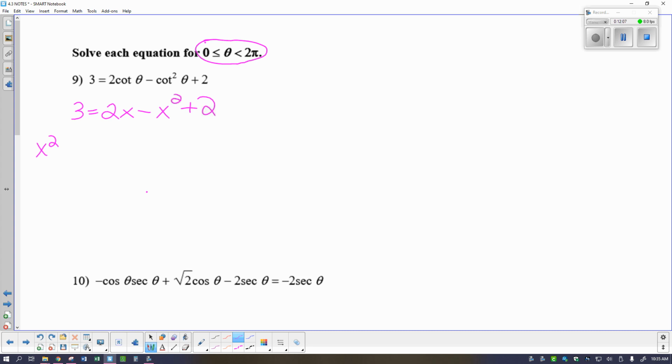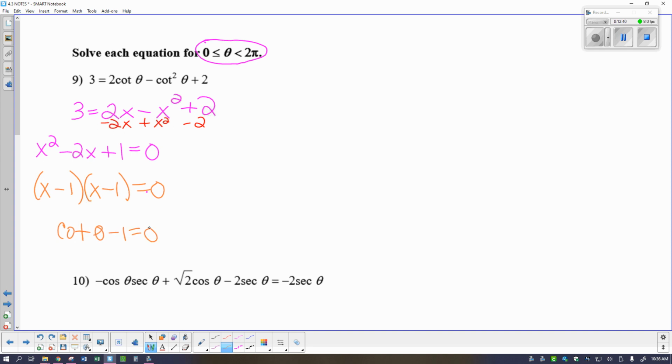So I have x squared minus 2x plus 1 equals 0. Again, what did I do there? I added x squared, I subtracted 2, and I subtracted 2x. So now try to factor this. We can factor this into x minus 1 and x minus 1 equals 0. And then remember, I'm not having x minus 1. I have cotangent of theta minus 1 equals 0.